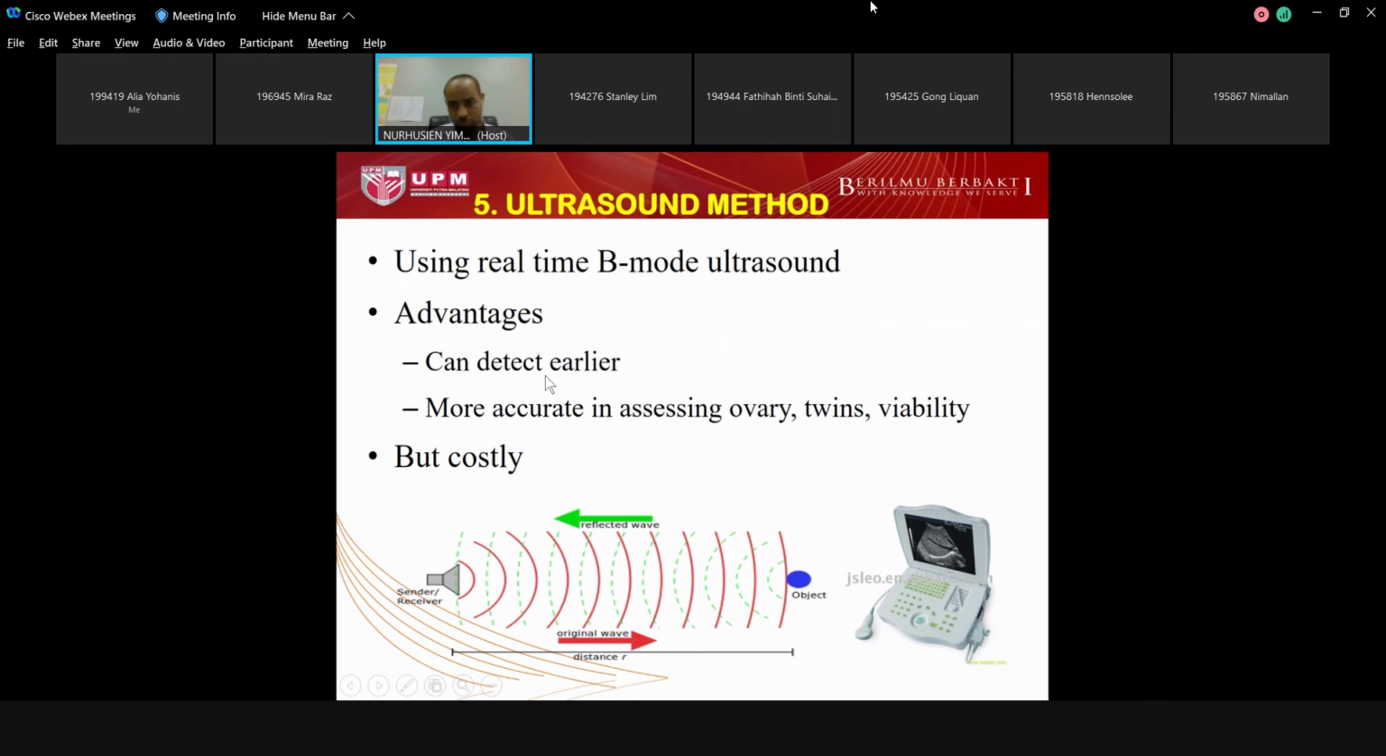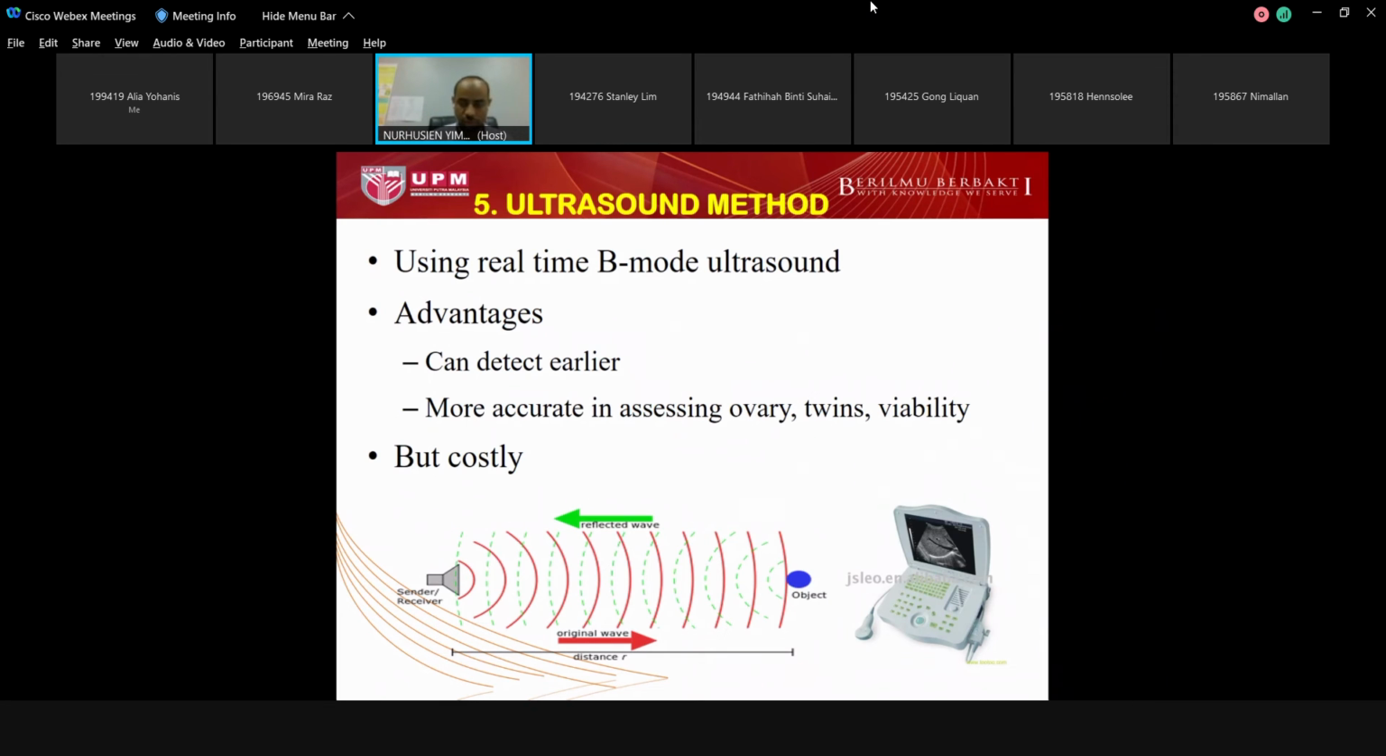And it gives you relatively the most accurate method in terms of examining the ovary, as well as detecting twins, and also in terms of checking the viability of the fetus. So viability, like by 21 days of pregnancy, you can see the heart beating.